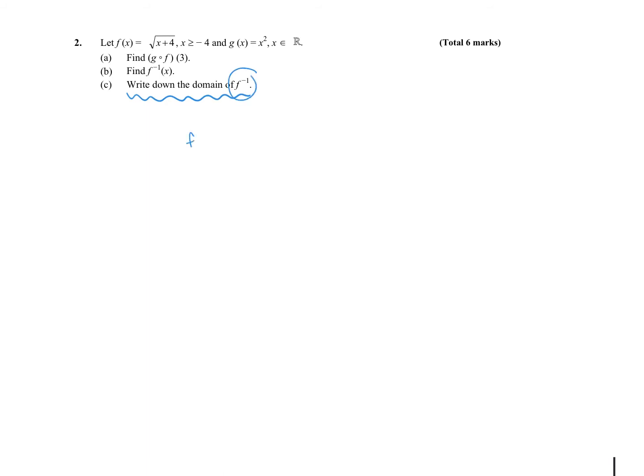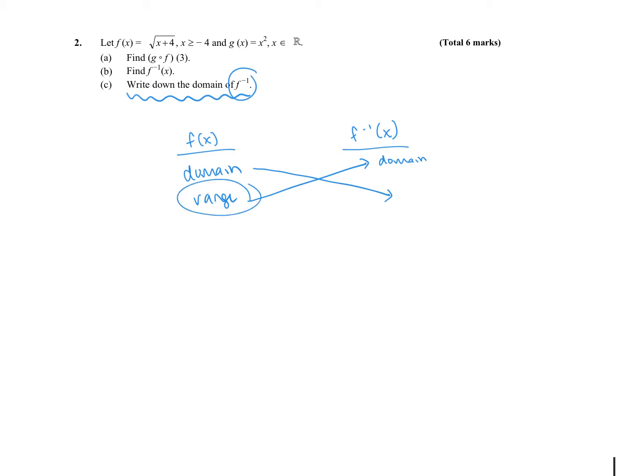I'm here to help you with 2C, finding the domain for the inverse. Well, we know in the original function we have the domain and the range, and in the inverse, the domain becomes the range of the inverse and the range becomes the domain of the inverse. So basically, to find the domain of the inverse, we need to find the range of the original.